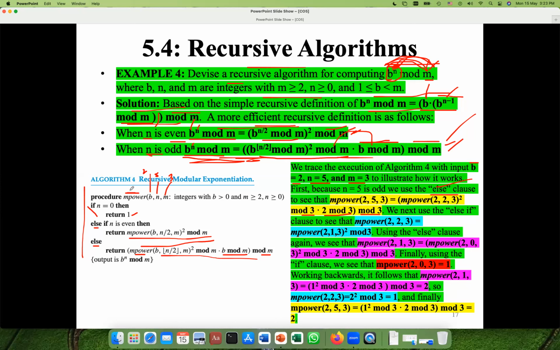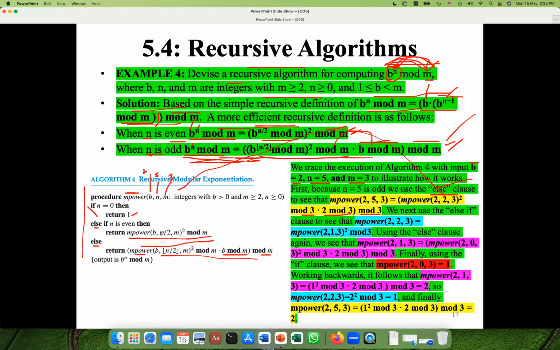Now it is again called to this m power. And what is m power 2 to 3? This is not the call actually, this is the calculation. This is now the call, 2 to 3. So this is B, this is N, and this is M. N is now 2, it is not 0. Is N even? Yes, it is even. So now this portion will work. Then return M power, B is 2, N is 2, 2 by 2.